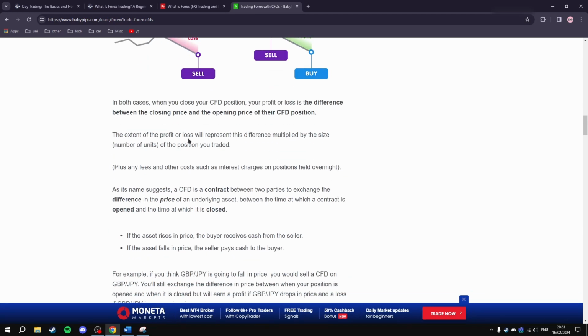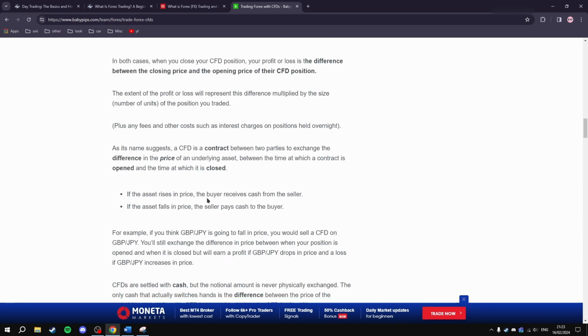As its name suggests, a CFD is a contract between two parties to exchange the difference in the price of an underlying asset between the time at which the contract is open and the time at which it is closed. If the asset rises in value, the buyer receives cash from the seller. If the asset falls in price, the seller pays cash to the buyer.